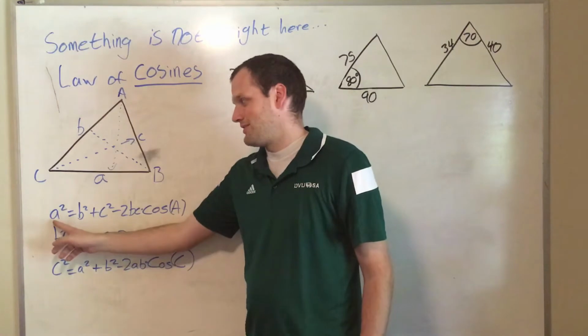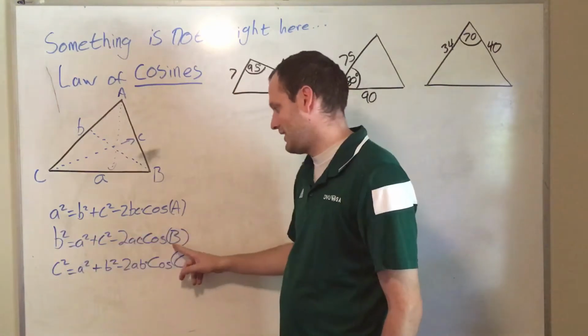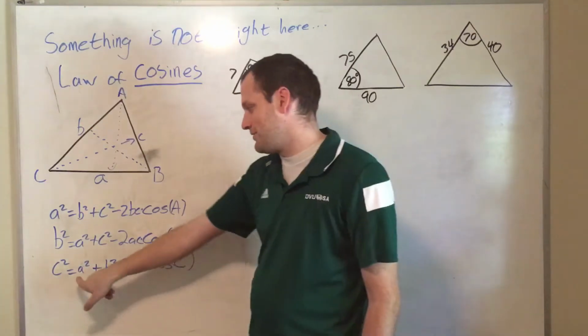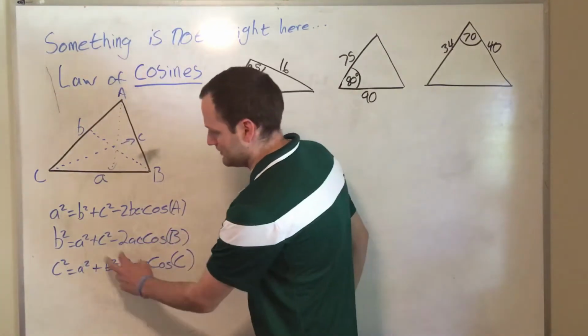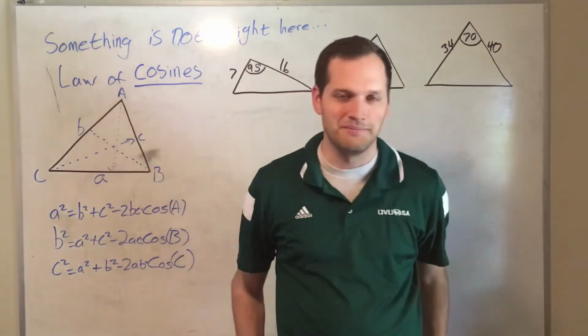You have a side and its angle, and then you have the other two sides. That pattern repeats in each of the three variations.